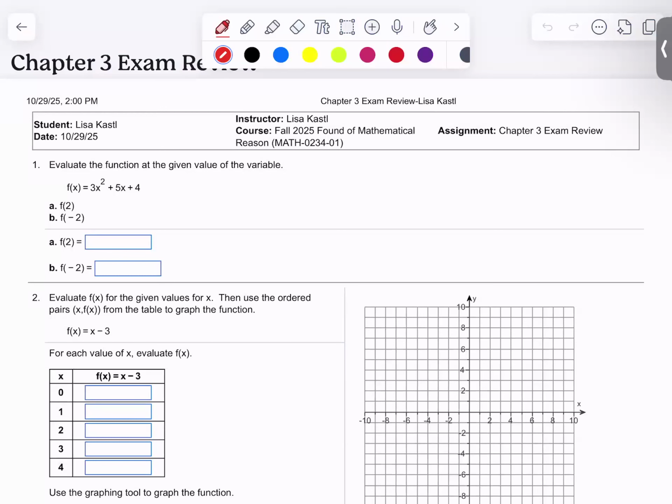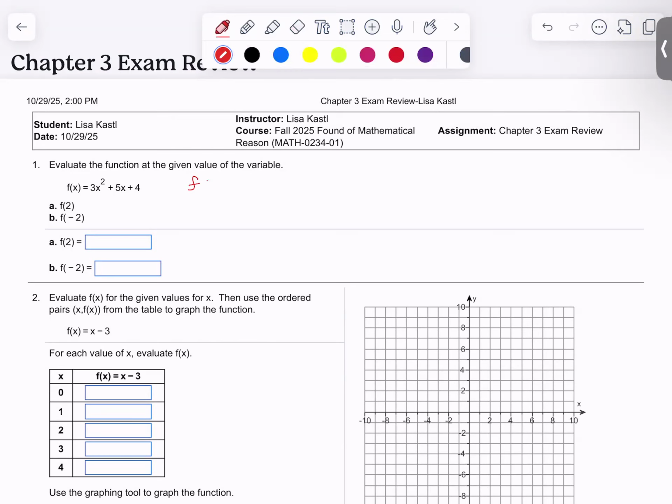This is the exam 3 review. Problem 1, evaluate the function at the given value of the variable. So we're going to evaluate this function at 2 and at -2. So let's evaluate this function at 2.